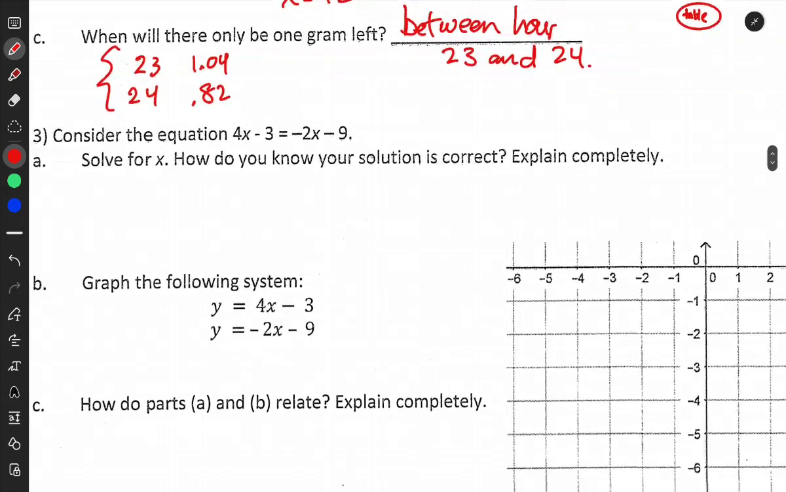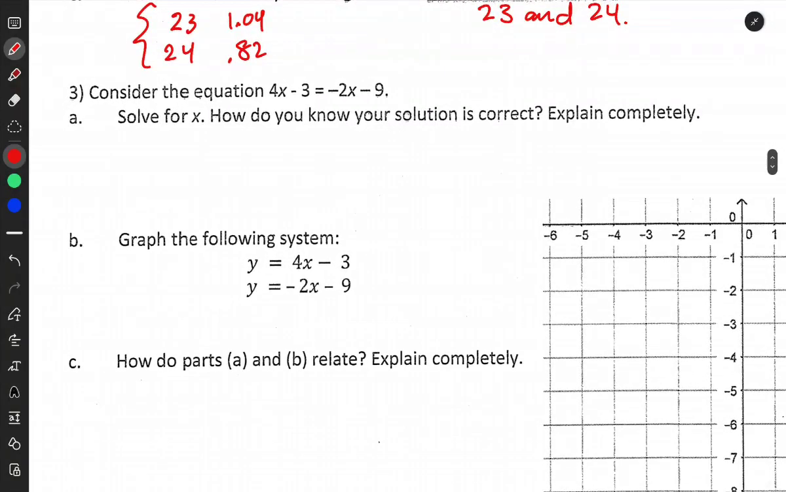All right, next, consider the following equation. 4x minus 3 equals negative 2x minus 9. And then it says solve for x. Okay. I think to solve for x, I'm going to add 2x to both sides. So I get 6x minus 3 is equal to negative 9. If I add 3, I'm going to get negative 6. And then I get that x is the number negative 1. Okay, so I got x is negative 1.